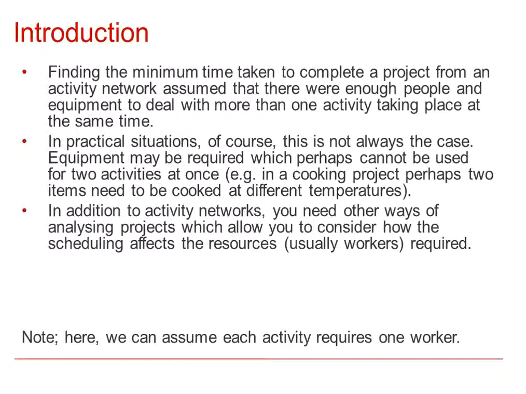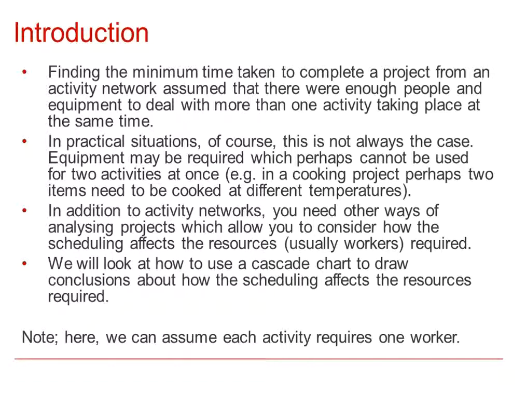In addition to activity networks, you need other ways of analysing projects which allow you to consider how the scheduling affects the resources, usually workers, that are required. We will look at how to use a cascade chart to draw conclusions about the scheduling effects on the resourcing required. Note, here we can assume each activity requires one worker.